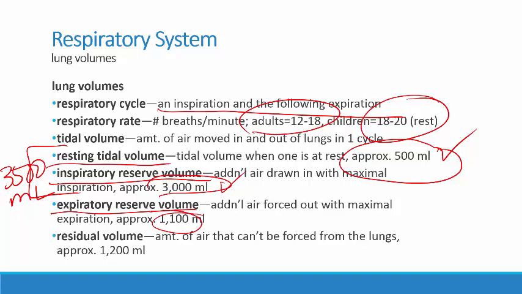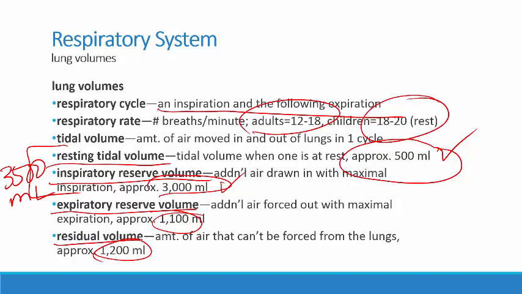And then finally, because of all the cartilages that are holding much of the lung space open, and the fact that the alveoli remain a little bit open as well because of all the elastic fibers, there's an amount of air that you cannot breathe out of the lungs. You can't force it out. And that's approximately 1,200 mils, 1.2 liters, and that is referred to as residual volume. So that's the amount of air that you can't force out of the lungs.